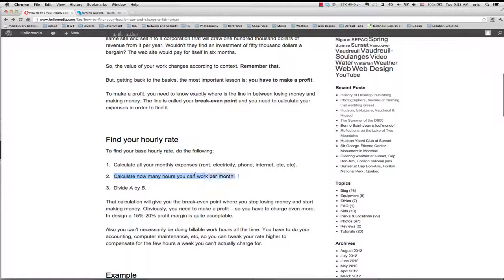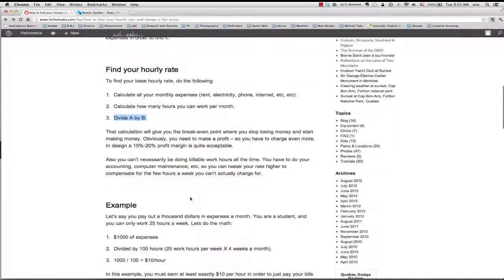Number 2, how many hours can you work a month? When you're a student, that's not 35, 40 hours a week. So if you're a student, you may be able to work 10, 15, 20 hours maybe. That really depends on your situation. But the rule of thumb is calculate everything, divide that by how many hours you can work, and as you can see here, number 3, divide A by B, and that gives you your hourly rate.